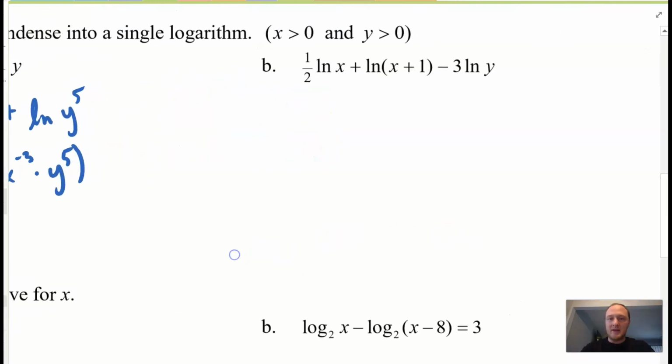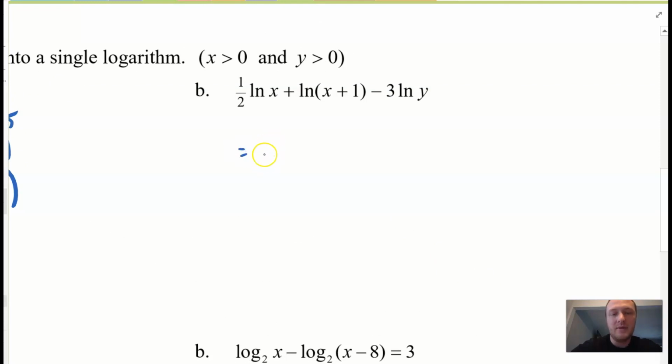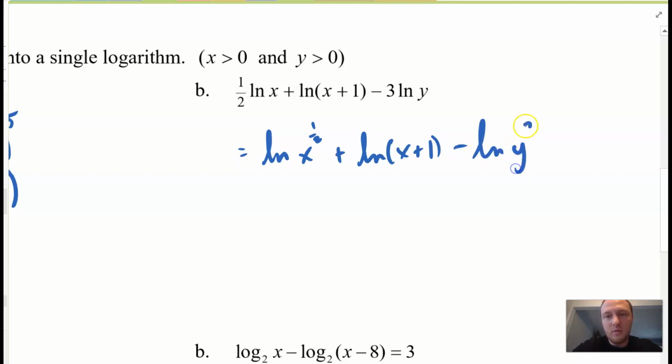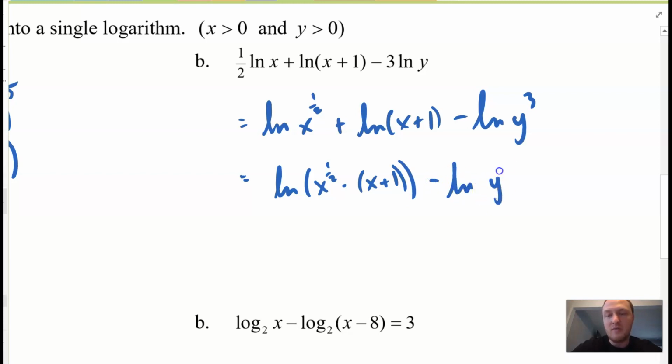Okay. And then part B, again, I'm going to use the power property first. So I have coefficients out front. We'll go ahead and make this the natural log of x to the power of 1/2 plus the natural log of x plus 1 minus the natural log of y to the third. Okay, so now notice I have everything that's the same base. Log base e. I'm going to go ahead and simplify the first two. So I have the natural log of x to the power of 1/2 times x plus 1, minus the natural log of y cubed.